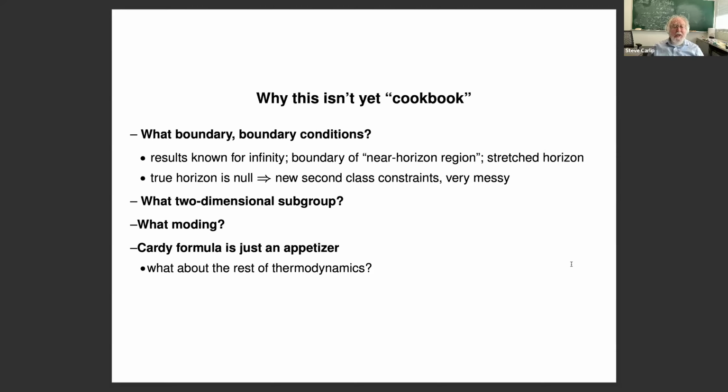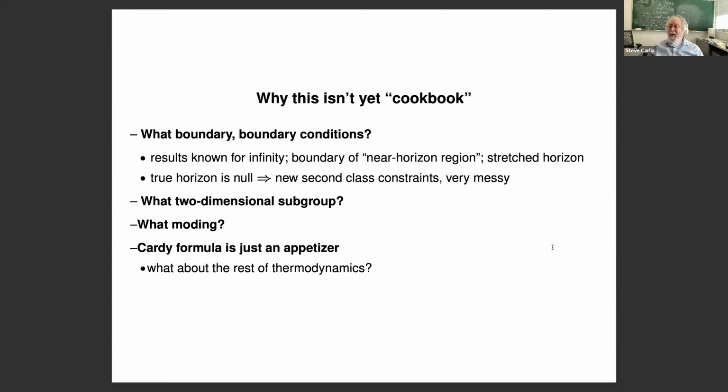There is a subtlety which has to do with moding. The Cardy formula is really defined on a circle rather than a line, because the components are given as Fourier modes. The horizon is not a circle. The generators of a horizon give you a straight line. And so choosing what kind of periodicity to impose gets a little tricky.